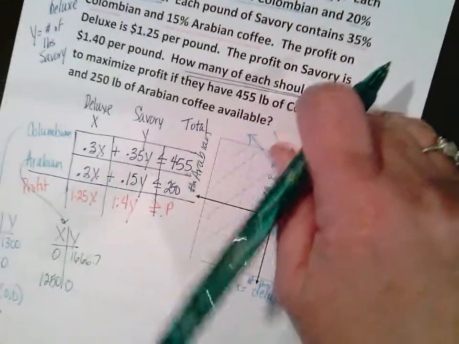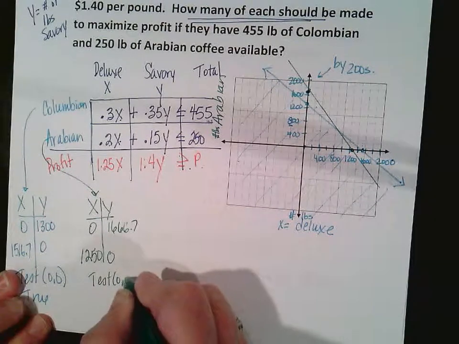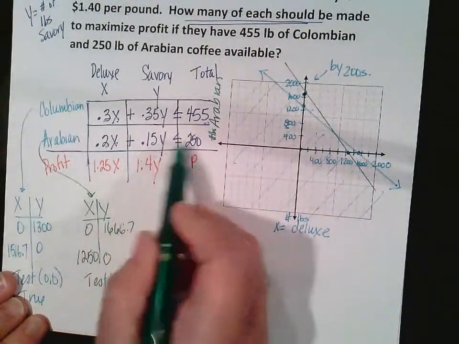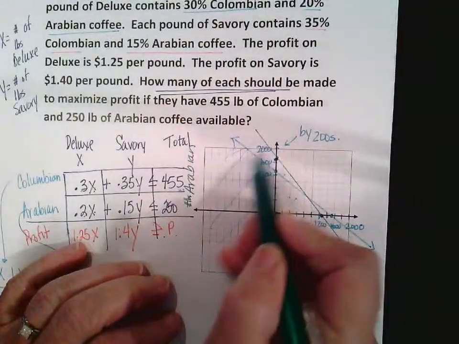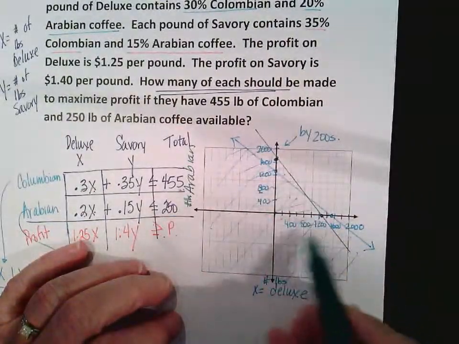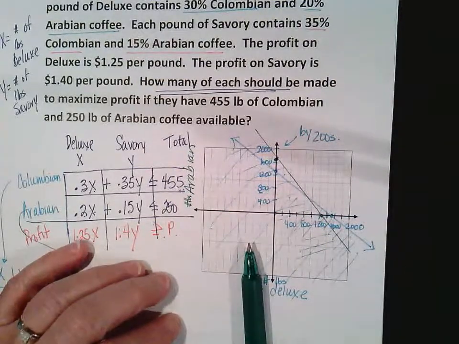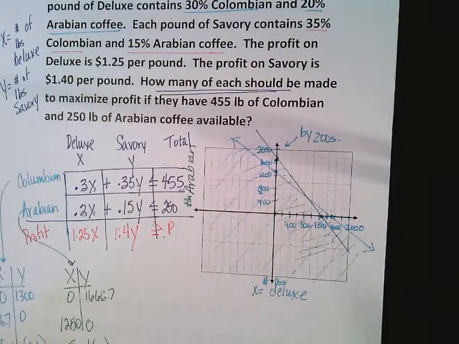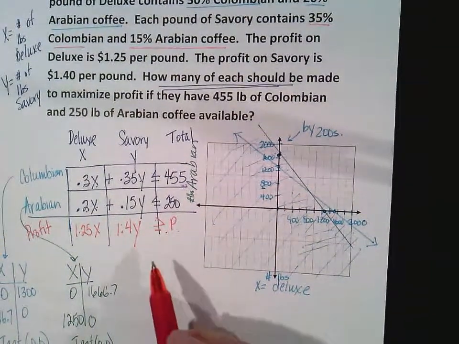And when I test my test point of 0, 0, 0 plus 0 is less than 250, so this is true. So this one's also being shaded below. But this one went to here. And then I have to look at my profit. And for my profit, I want to maximize that.